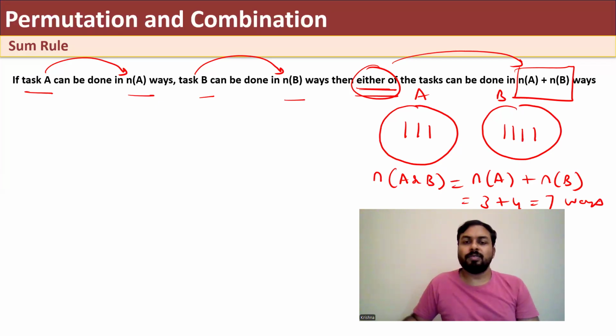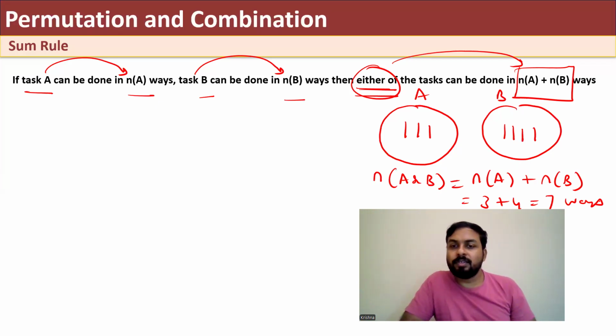Okay. So there are three elements in set A, there are four elements in set B. And I'm asking you to pick an element. So how many choices do you have? You have 7 choices because you can pick any of the three elements in set A, or you can pick any of the four elements that you have in set B.